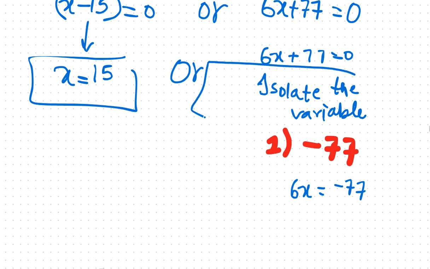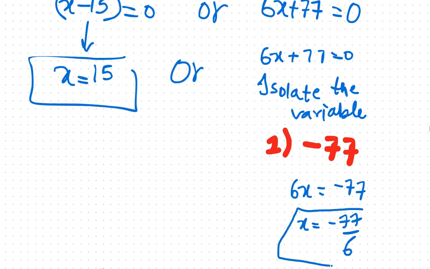So the objective is still the same: isolate the variable. Now x has the constant that it is being multiplied by, 6. So divide by 6 on each side. Negative 77 upon 6. This is the second x value. You can leave it as a fraction, that is not an issue. But this is the process: isolate the variable. That is the objective.